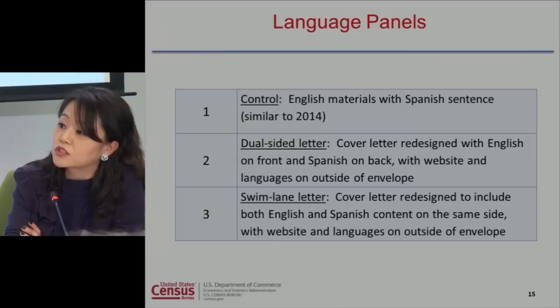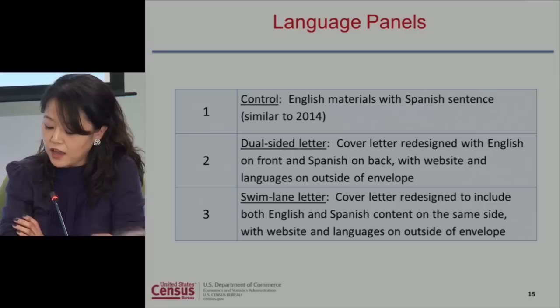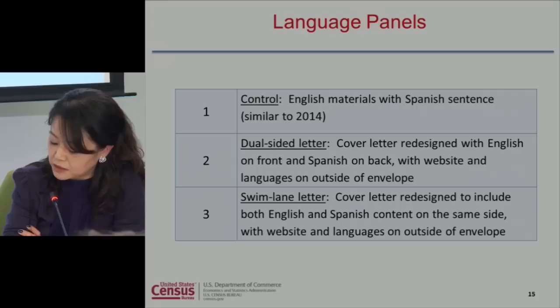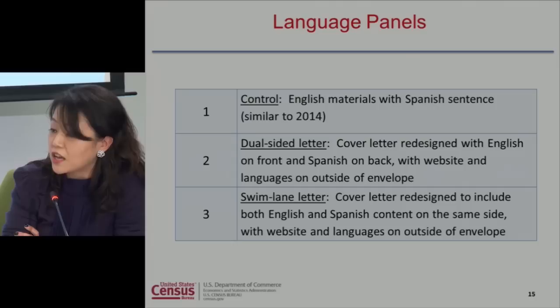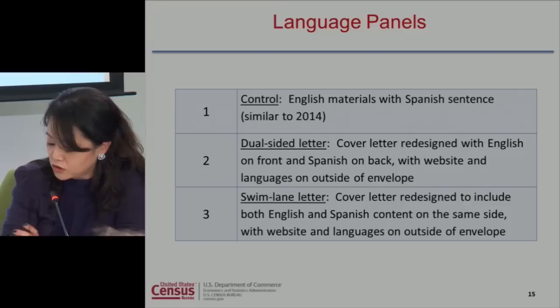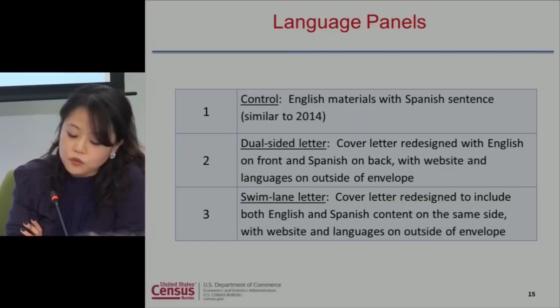Taking a look at the panels on the screen, in the mailings that contain a letter in the optimizing self-response panels, we'll be using different methods to encourage response in Spanish. So different from the method used in 2014 census test, where we provided the materials in English with a sentence in Spanish that provided the URL and a telephone number, we're actually going to mimic the same content in English into Spanish. So what we will do is provide equality between the content in English and the Spanish. The dual-sided letter will provide the English content on one side of the page and Spanish on the other.